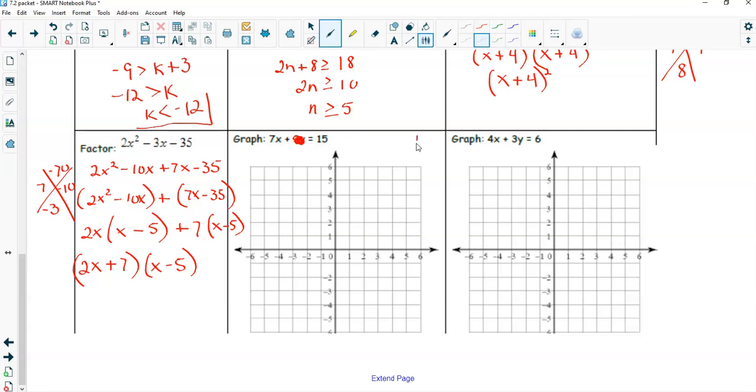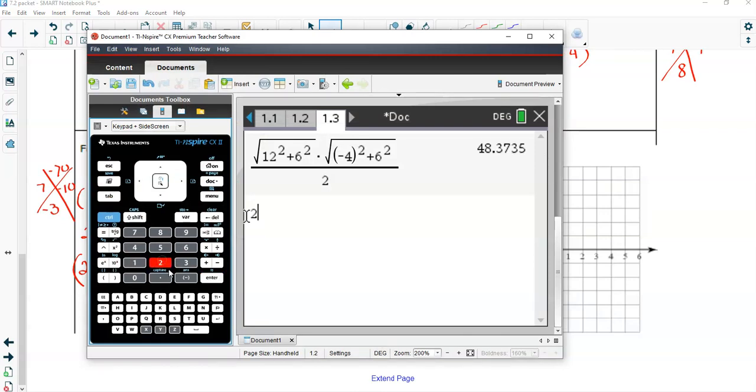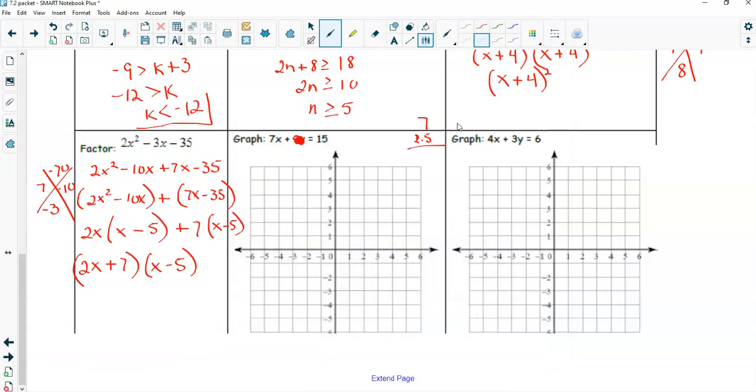2.5. Let's see. 2.5 times 7 is that 15? I believe so. No, it's not. Okay, so hold on. 15 divided by 7 is what? 2.14. So that's not a pretty number. Let's take a look at that.